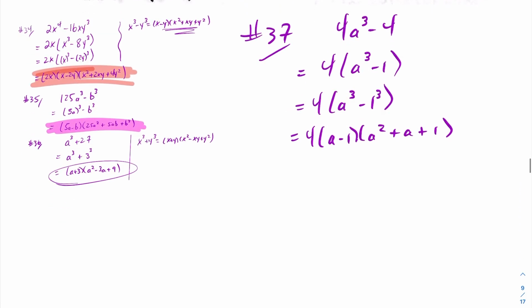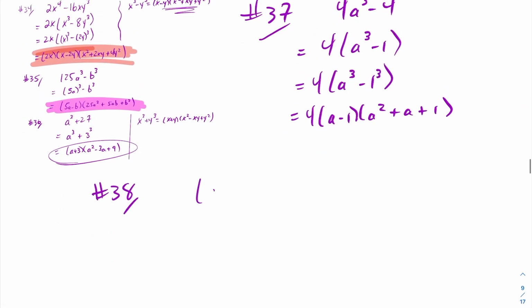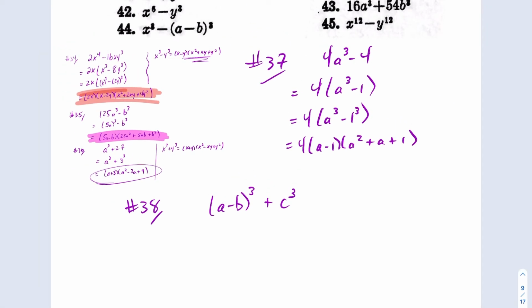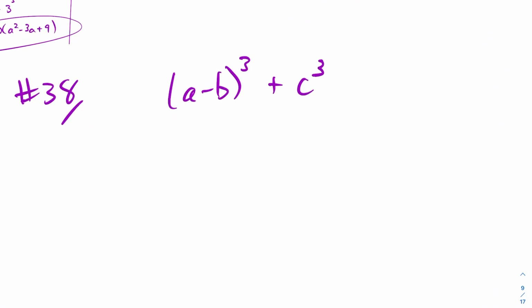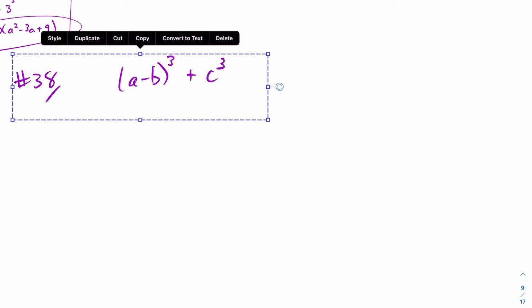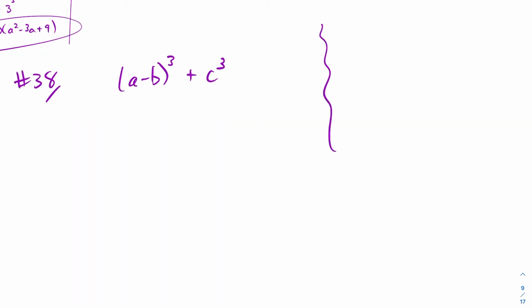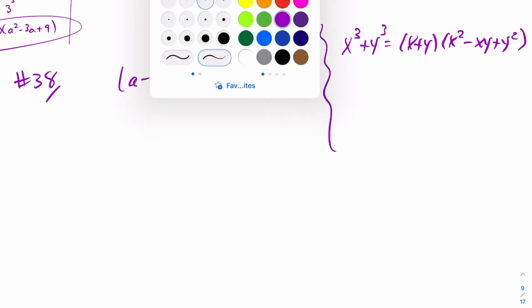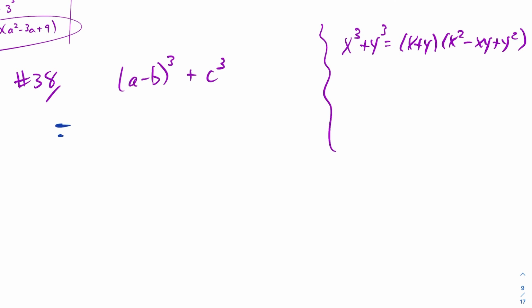Okay, so now we're going to look at number 38. If you look at 38 here, it's a little more interesting. What do we have here? 38 is a minus b cubed plus c cubed. So we want to factor this here. Just to remind you again, x cubed plus y cubed is going to be x plus y times x squared minus xy plus y squared. So if I want to factor this one here, we're going to have what? Well, this is going to be a minus b.